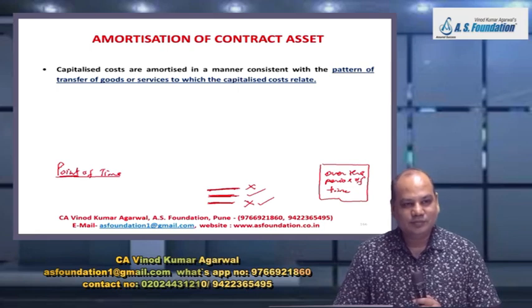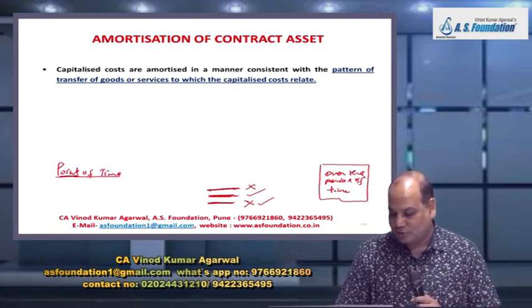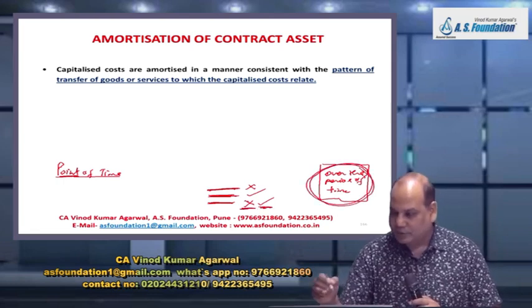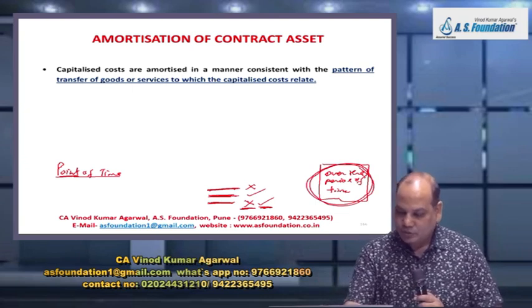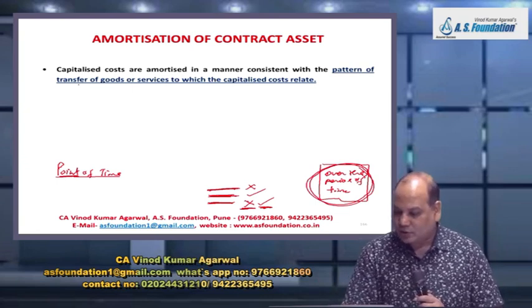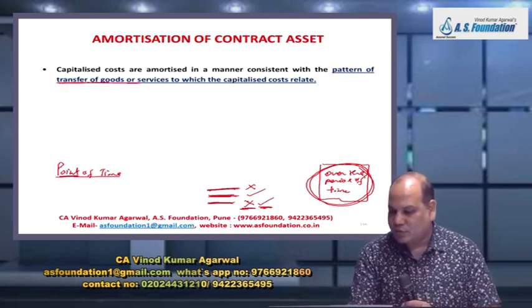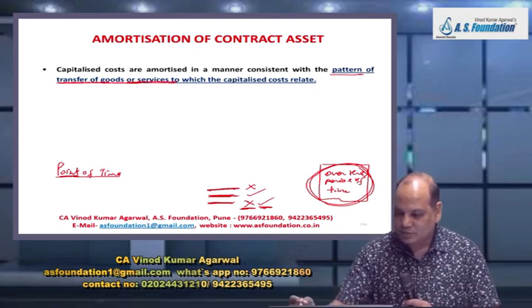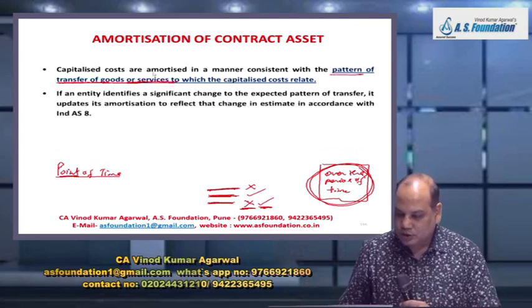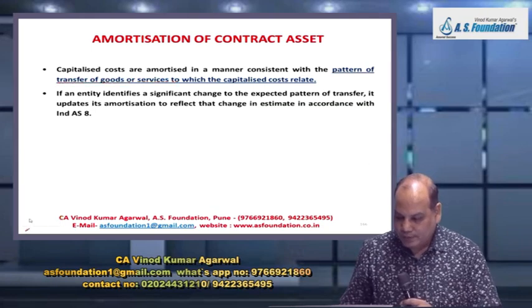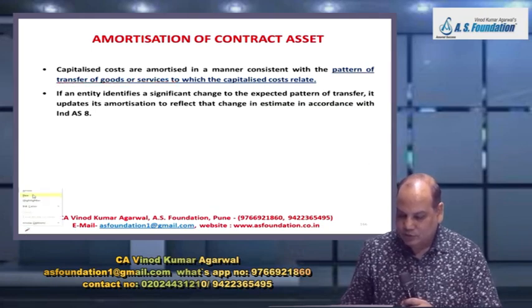Possible? Not possible also. So it may be yes or it may be no. So we'll follow the over the period of time method, which means we will recognize revenue as and when the transfer of goods or service is taking place. Capitalized costs are amortized in a manner consistent with the pattern of transfer of goods or service to which the capitalized cost relate.